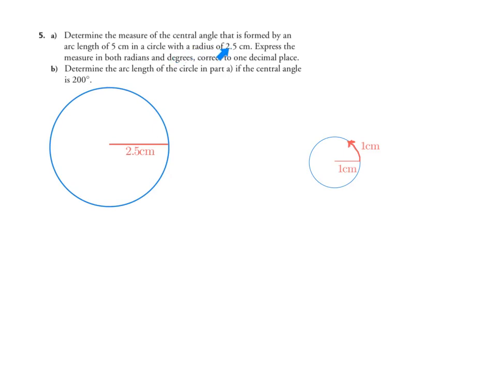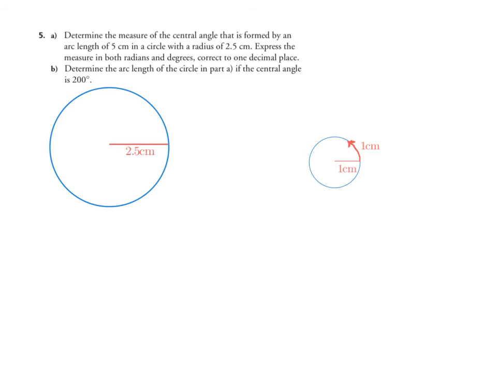They're giving us a radius of 2.5, and so when their arc length is 5, that's going to be about 2 radians. 2.5 will give you 1 radian, 2.5 will give you another radian. So it's going to be about 57.3 degrees times 2. It's like 114.6. But let's figure it out exactly.